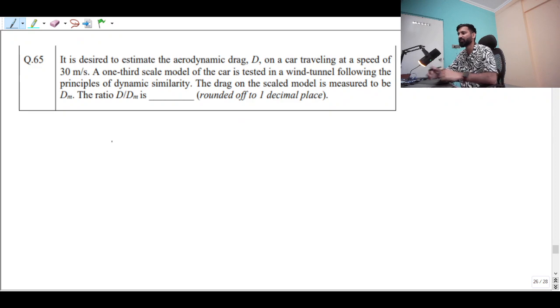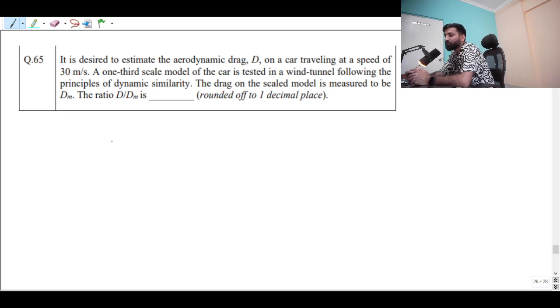This question was asked for 2 marks. You can read this question. This question is given in GATE 2024, and again this question was cleverly designed. It is desired to estimate the aerodynamic drag, D, on a car. There is a car, and the aerodynamic drag D is on a car traveling at a speed of 30 meter per second. That is the velocity you have been given.